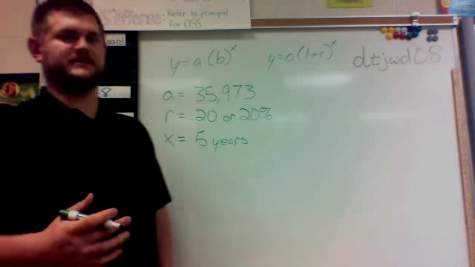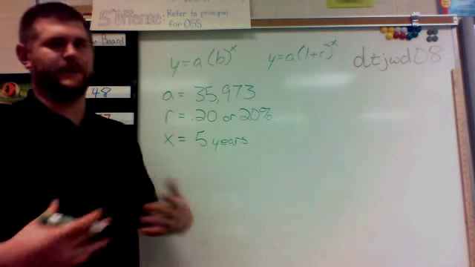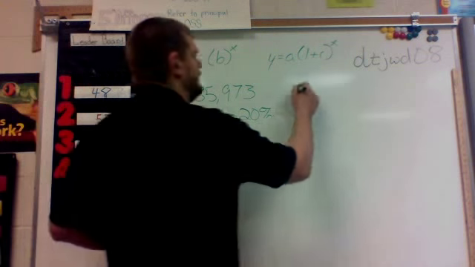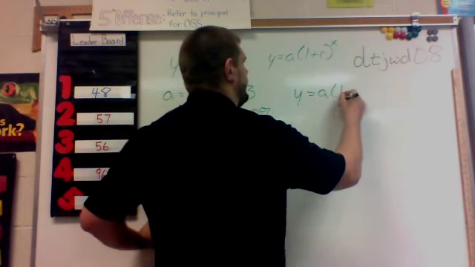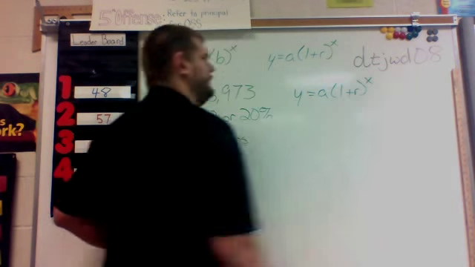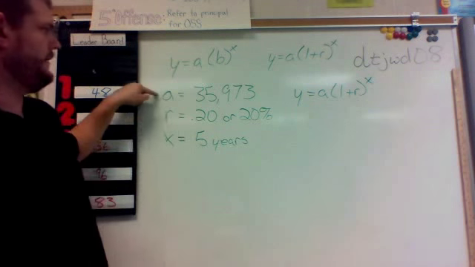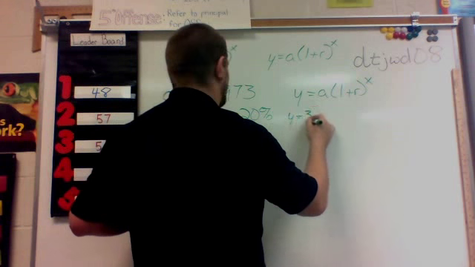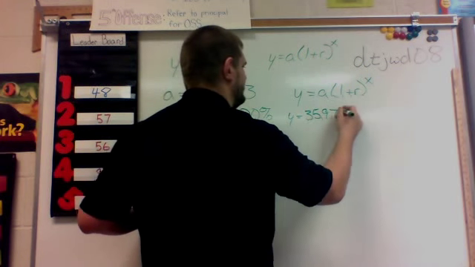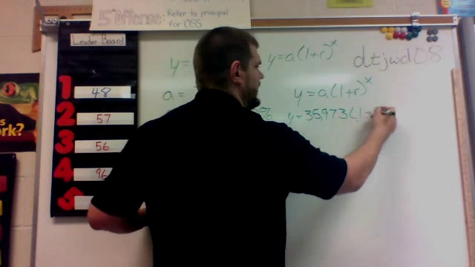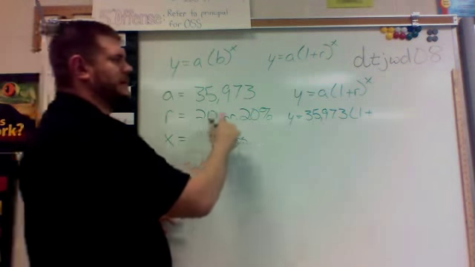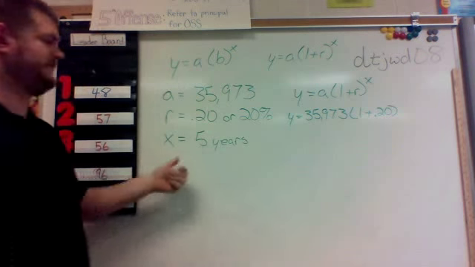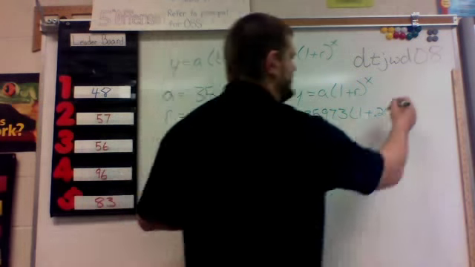Now, to solve this problem, it's very simple. Not a lot of work. We just have to plug it in now since we know all our information. We'll use the formula y equals a times 1 plus r to the x power. We already know that a is 35,973. So we've got y equals 35,973 times 1 plus r. We said our rate was going to be 0.20, so we'll write in 0.20. And then x is the only thing we have left, and we said x is equal to 5. So we're going to write this to a power of 5.